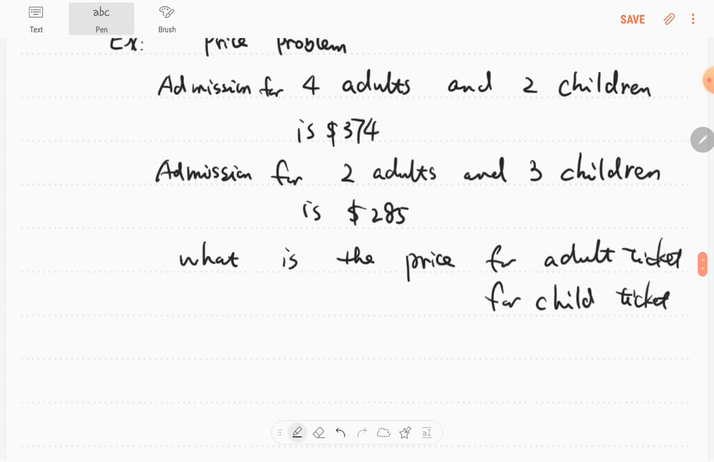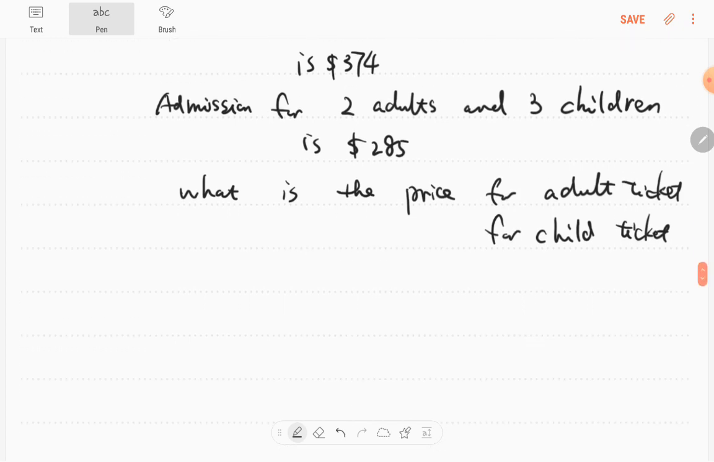We know for this show, we have these 2 kinds of situations. Admission for 4 adults and 2 children is $374. If we only have 2 adults and 3 children, then the price is $285. So after we read the question maybe several times, we try to list the variables to be the unknowns. So here we have 2 unknowns.